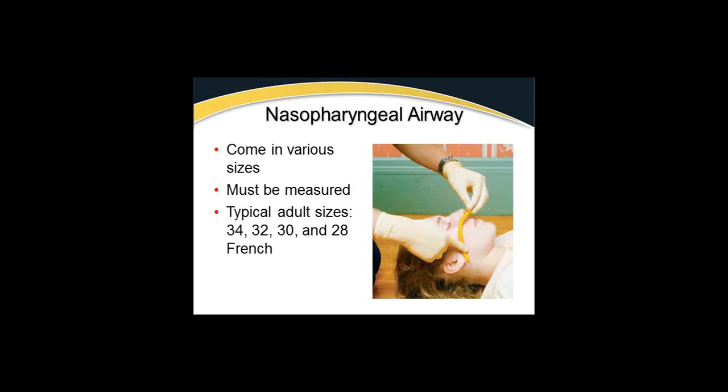So when we measure it, we are going to measure it from the earlobe or the crease of the ear there, to the tip of the nose. And that's the first measurement we're going to do. That's going to tell us if we have the right length. Now this one has a variable flange on it. You could push that flange down if it was just a little too long.